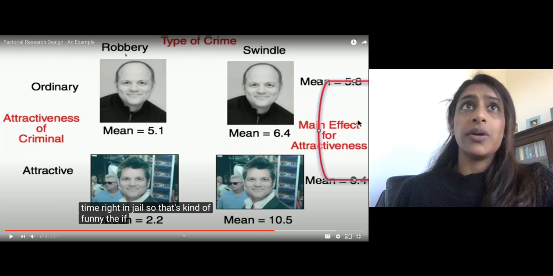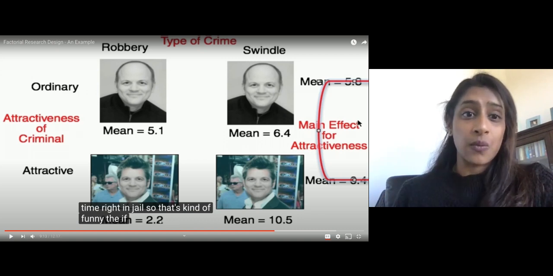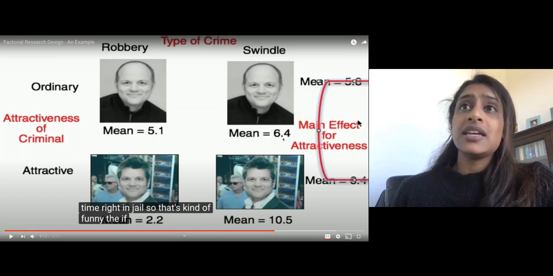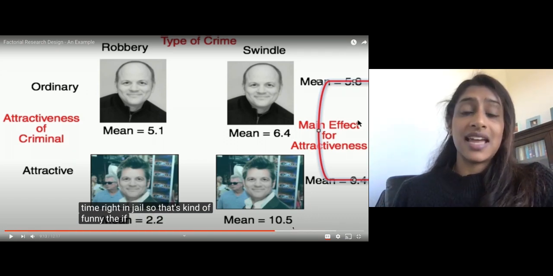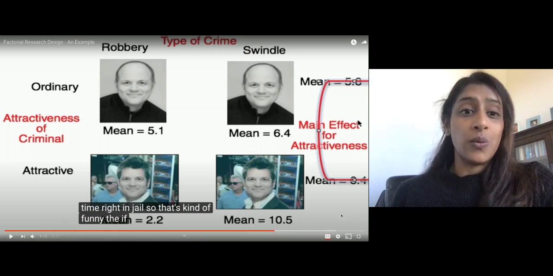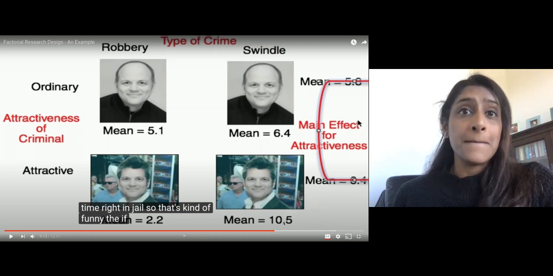So you would take robbery and swindle, you would add 5.1 plus 2.2, and then divide that number by 2. And that's what he's saying when you'll get the average. So you'll get an average score here. Same thing, 6.4 plus 10.5, and then we're going to divide that by 2, and we will get an average of the swindle, right? And this will be our main effect for type of crime.